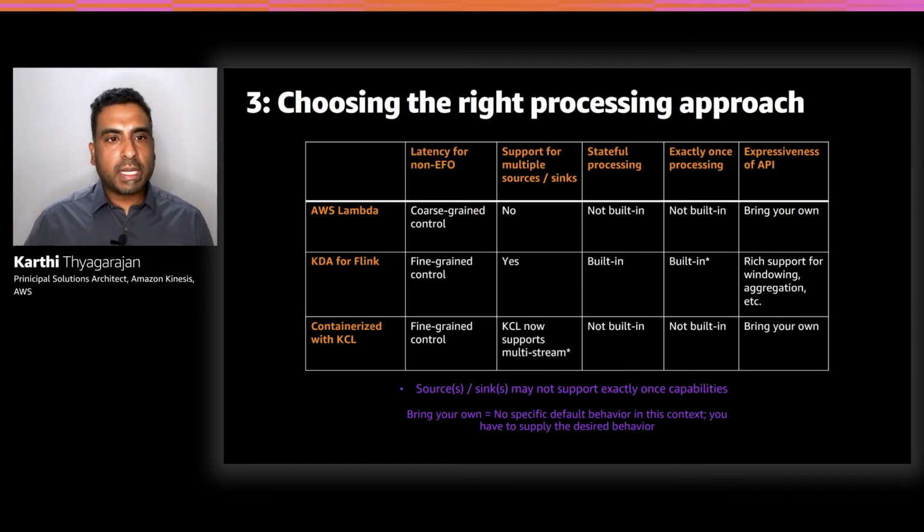The last 3 columns are something that really lets Apache Flink stand out. So you get stateful processing, exactly once processing, and an expressive API to do stream processing with Apache Flink. You get this out of the box, it's built in. Whereas with Lambda and KCL, you kind of have to provide these capabilities on your own. You could use an external database service like Dynamo and build in exactly once capability and stateful processing capability.